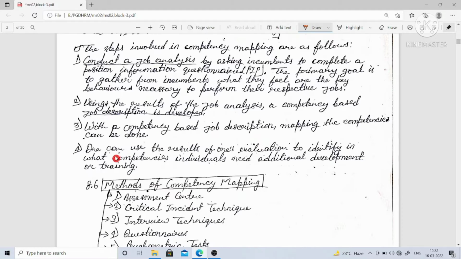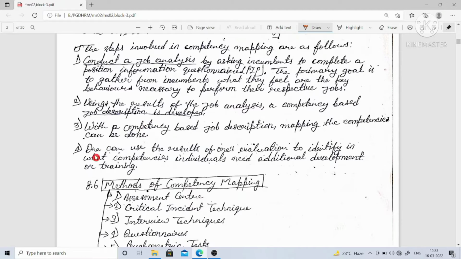So we conduct job analysis to gather information about what incumbents feel are key behaviors necessary to perform the job. Then we use the information from the job analysis to develop a competency based job description. Then, with the help of the job description, competency mapping can be done.